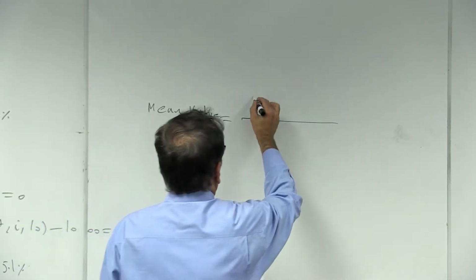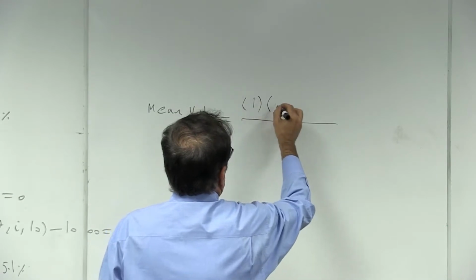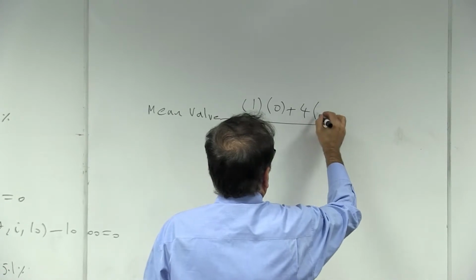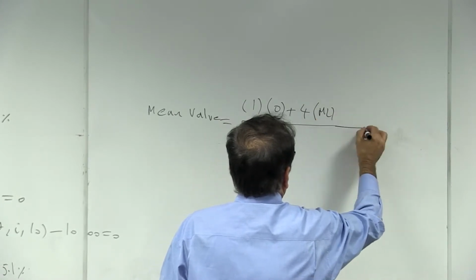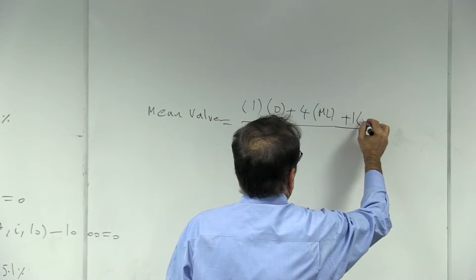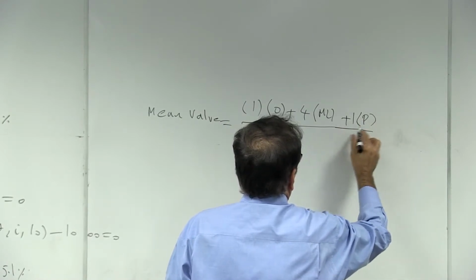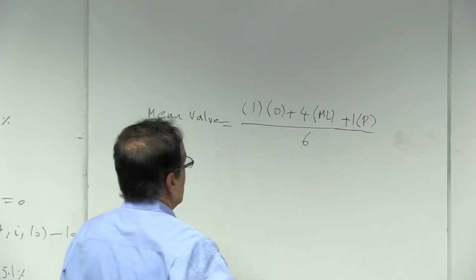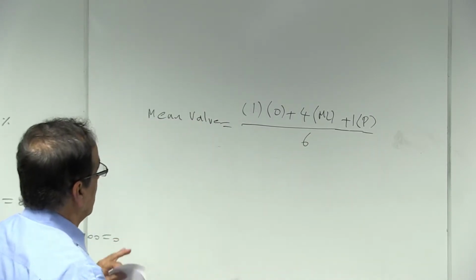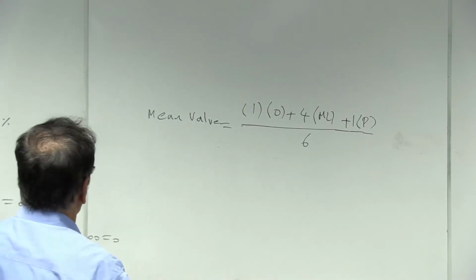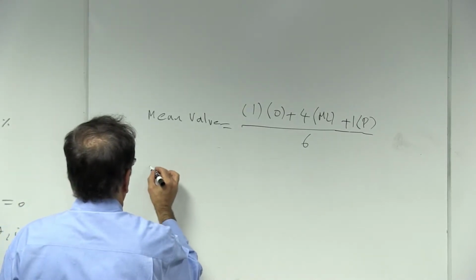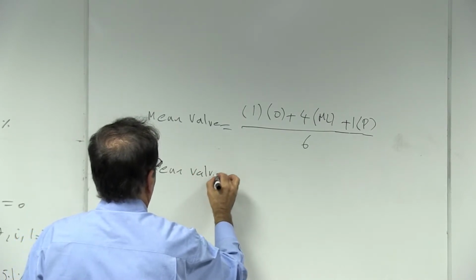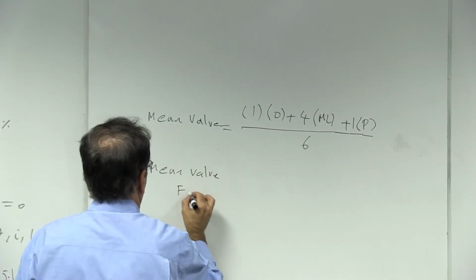Normally we're going to assign a weight of 1 for optimistic value, a weight of 4 for most likely, and a weight of 1 for pessimistic value. Since we have 1, 4, 1, that's 6, we're going to divide this over 6. So basically for every value, we're going to find a mean value. For example, for first cost. So this is the mean value for first cost.